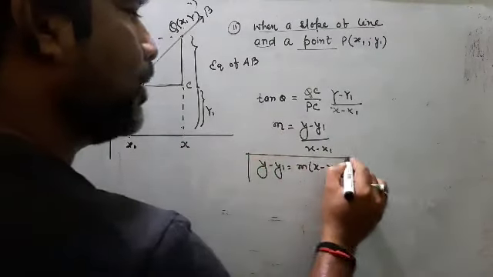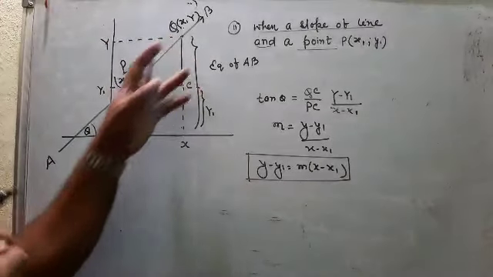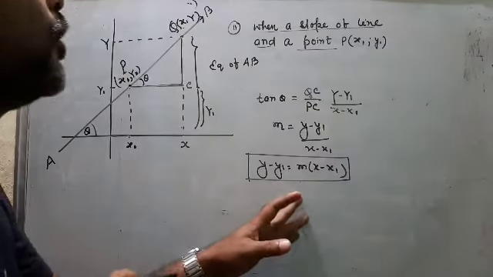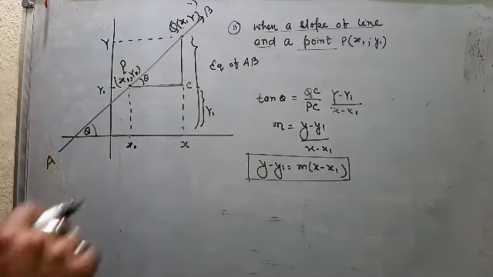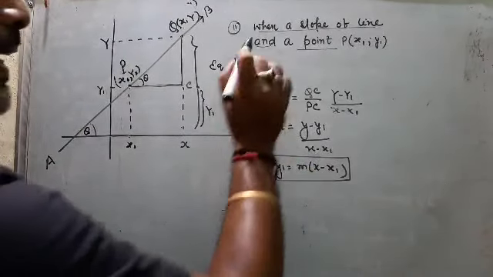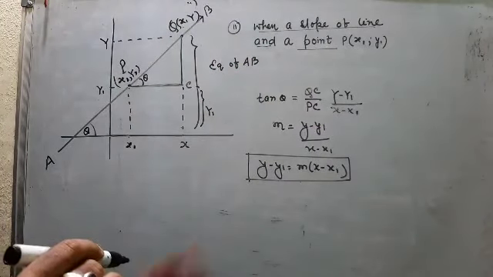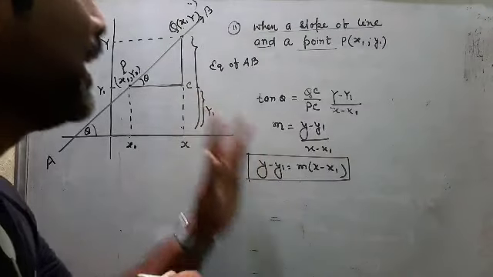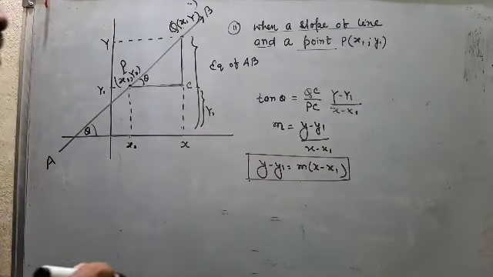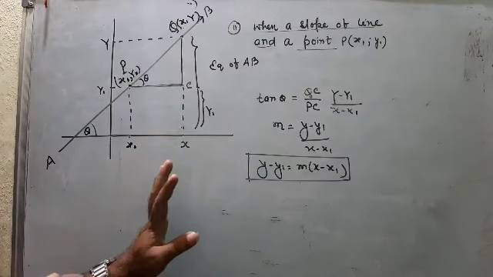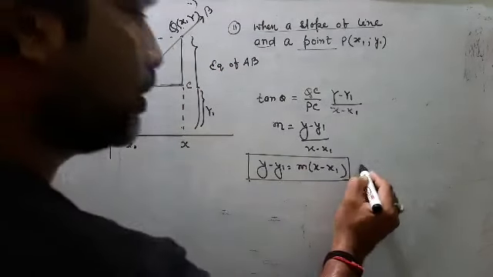Now, you are putting the value of any x1 y1. Suppose this one given point x1 y1, you putting the value, you can find the equation of line AB. This is the second point, when a slope of a line and a point is given. So, by using this formula you can easily find the equation of that line. Okay. So, using this formula, this is very important.